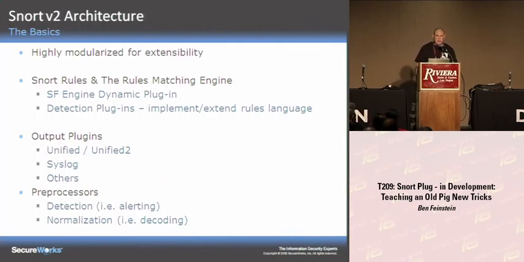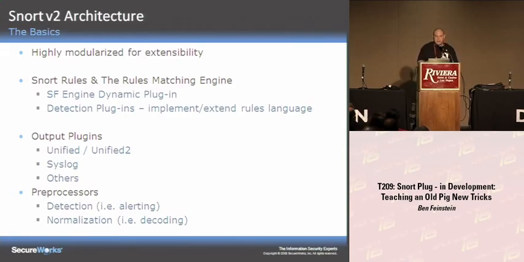They also have output plugins. An output plugin example is the Unified or the Unified 2 outputs. That's a highly efficient binary alert and log stream. You have your classic syslog output, and there's some other output plugins as well that are less commonly used.